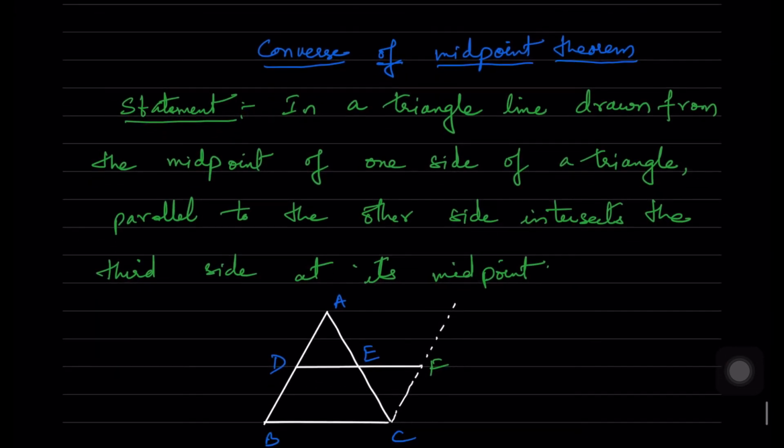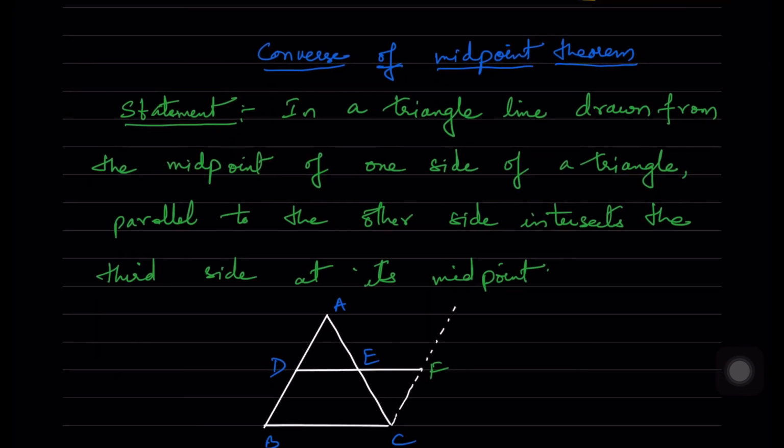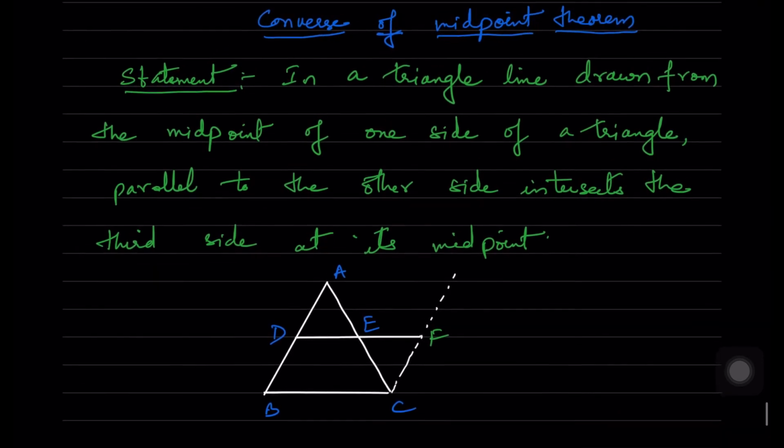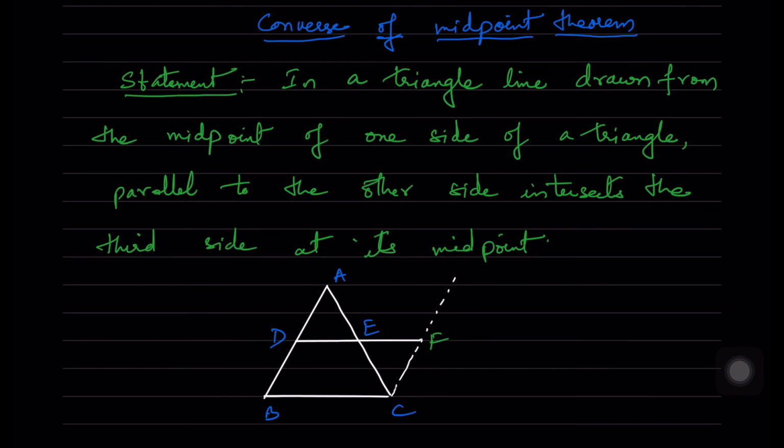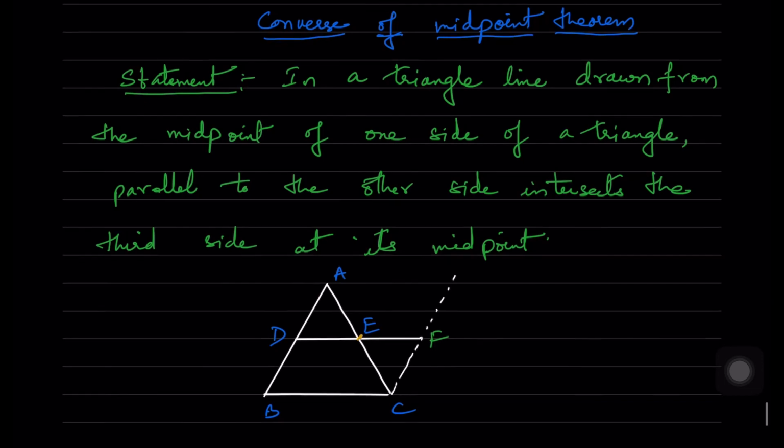Now we will go into what the converse of the midpoint theorem is. The converse of the midpoint theorem has a statement: a line drawn from the midpoint of one side of a triangle parallel to the other side intersects the third side at its midpoint. That means when the line intersects the third side, it intersects at its midpoint.